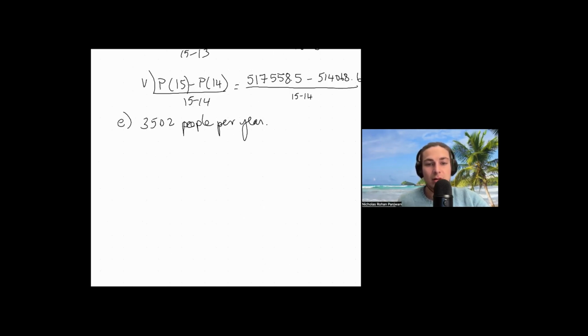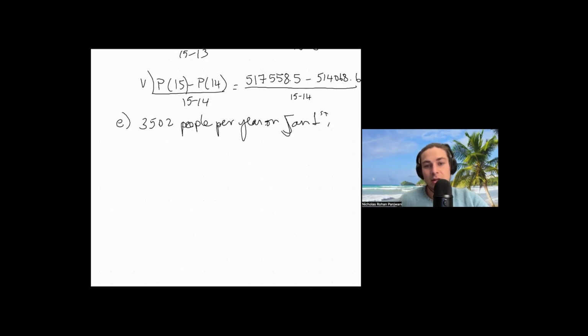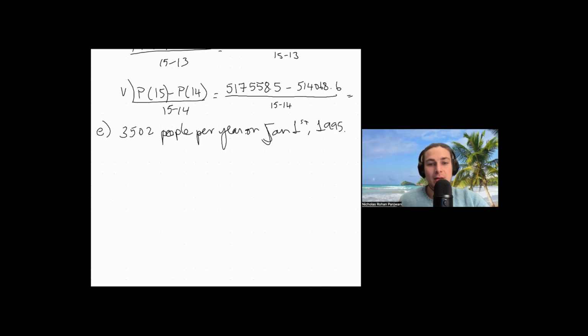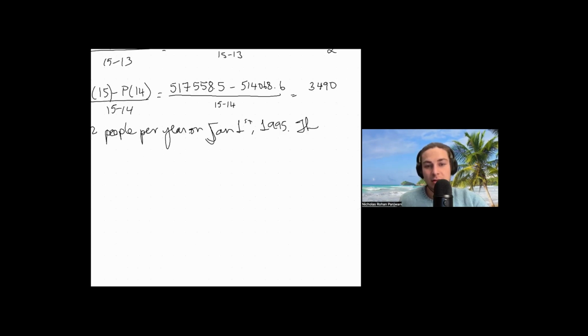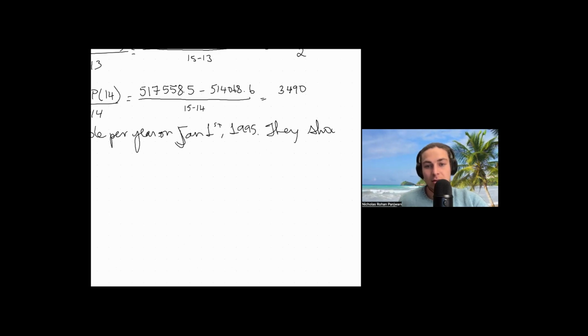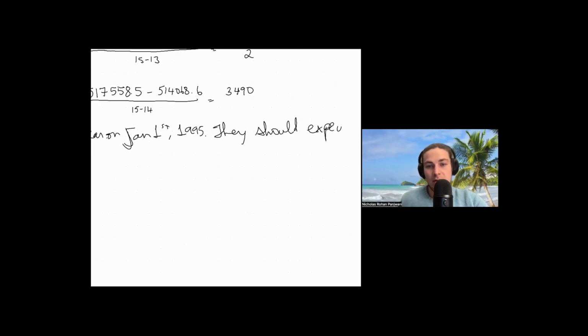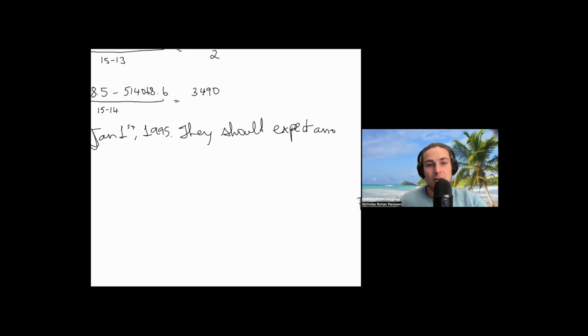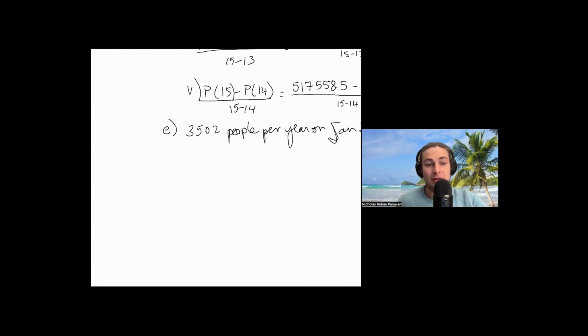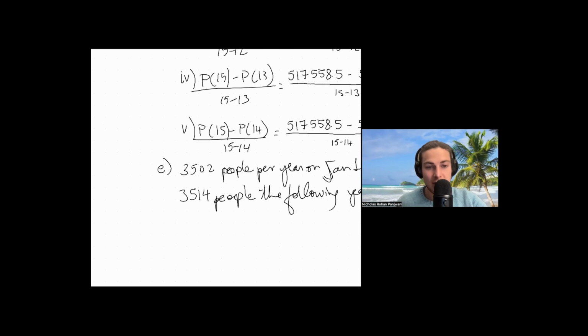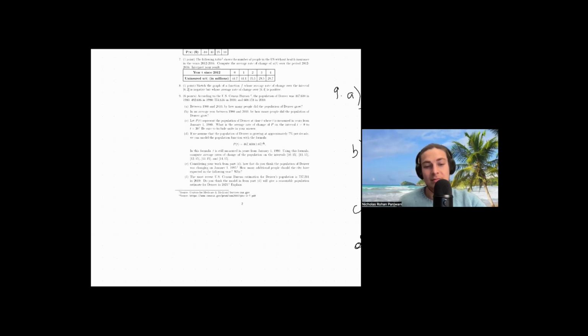Per year on January 1st, 1995. They should expect another 3,514 people the following year. I think they want us to explain. Let's see exactly what they're asking. Why? Just why?